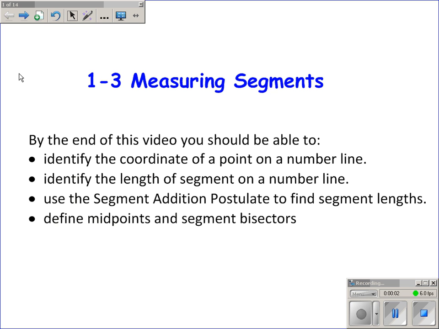This video is on section 1-3 on measuring segments. By the end of this video, you should be able to identify the coordinate of a point on a number line, identify the length of a segment on a number line. You should be able to use something called the segment addition postulate to find segment lengths or to solve for a variable, and also to define and identify midpoints and segment bisectors.